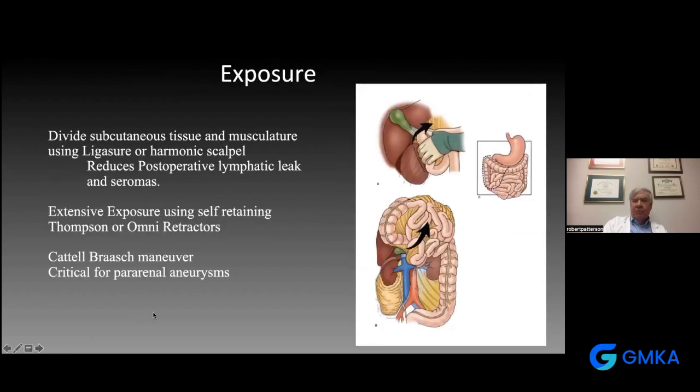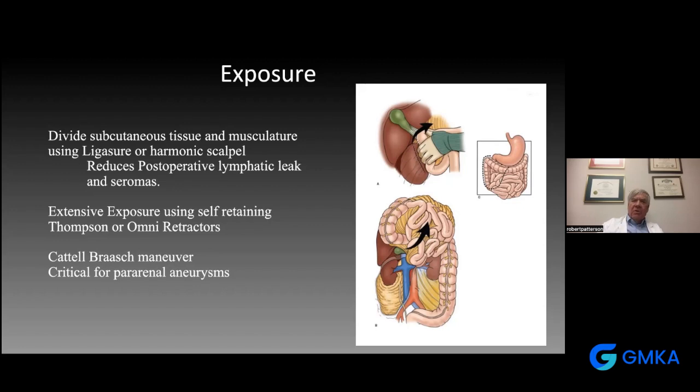For exposure, I have started dividing all of the tissues, the subcutaneous tissue, as well as the rectus musculature and the flank musculature, using either a ligature or a harmonic scalpel, because I found that that substantially reduces some of the post-op lymphatic leak you get with these transverse incisions.